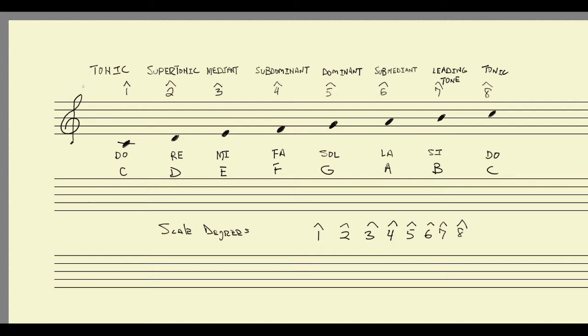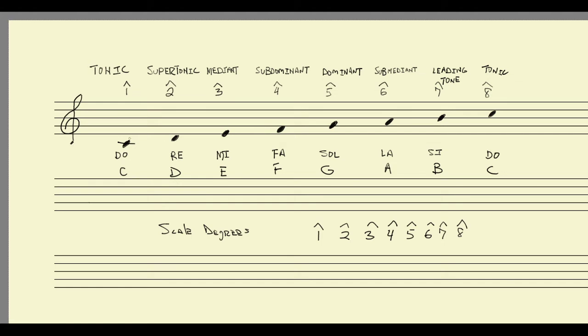Scale degree 1 we call the tonic. Scale degree 2 we call the supertonic. Scale degree 3 we call the mediant. Scale degree 4 we call the subdominant. Scale degree 5, the dominant. Scale degree 6, the submediant. Scale degree 7, the leading tone. And then we're back on scale degree 8, the tonic.